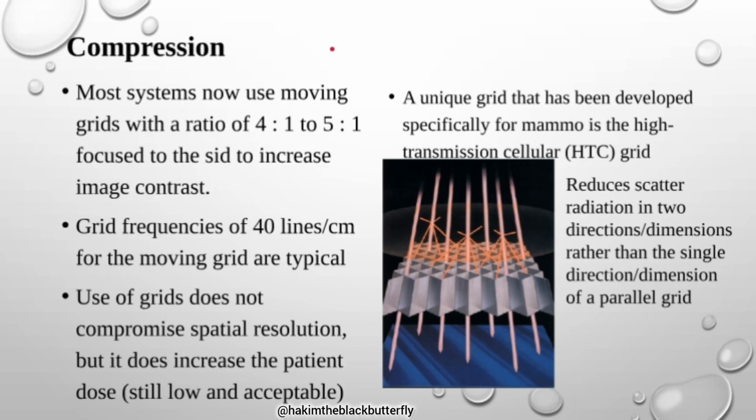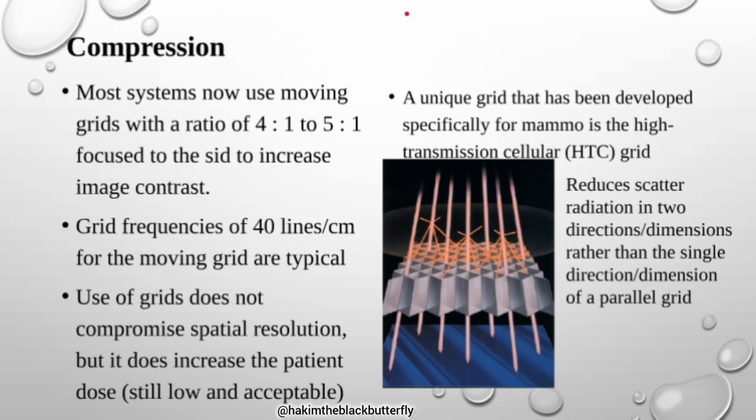You remember that? Using grids does not compromise spatial resolution, but it does increase the patient's dose, because where there are grids, there is more absorption. And if more photons are absorbed, it means that very few photons are left to reach the image receptor, which can create noise in the final images. So in order to counteract that, you must increase the technique such that you have more photons reaching the image receptor to form the image that you desire. And when you increase the technique, you increase the patient's radiation dose. And of course, it is still low.